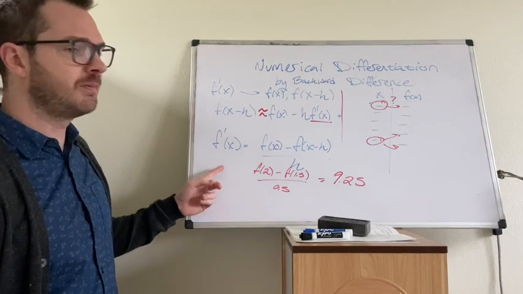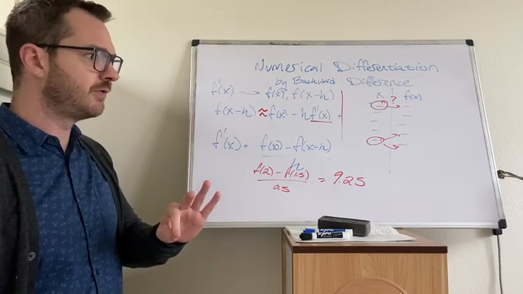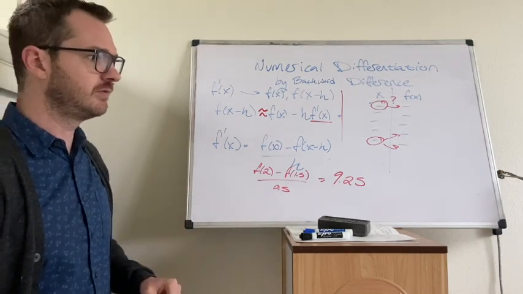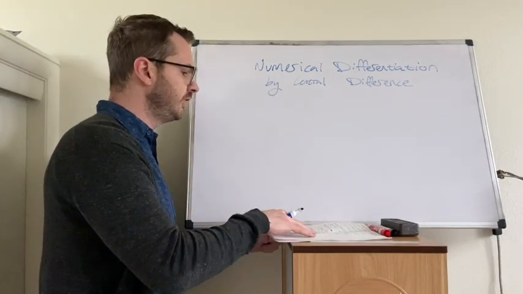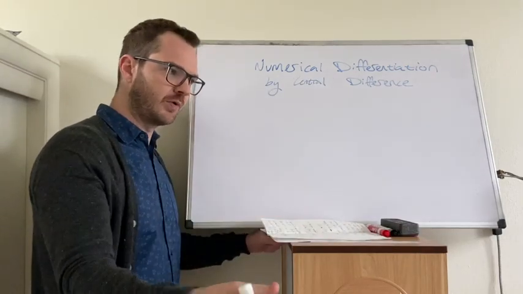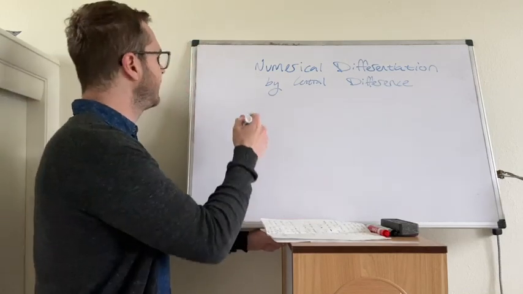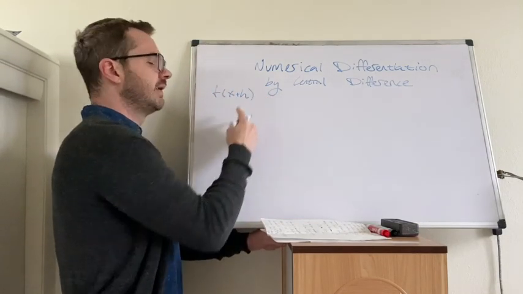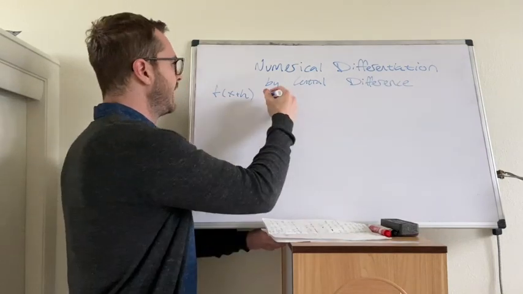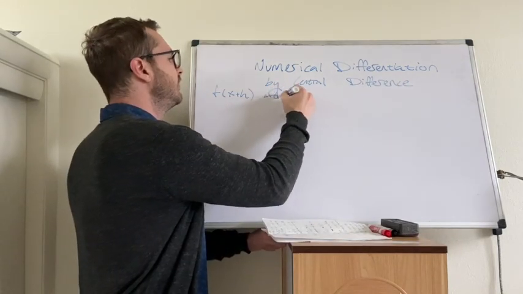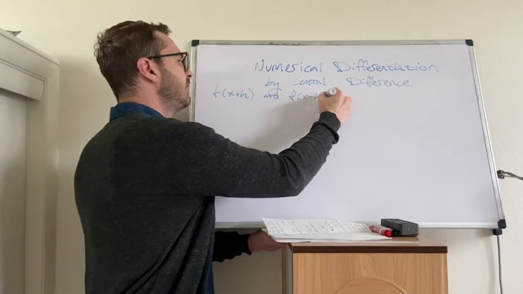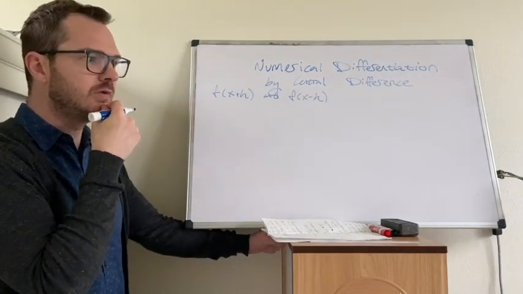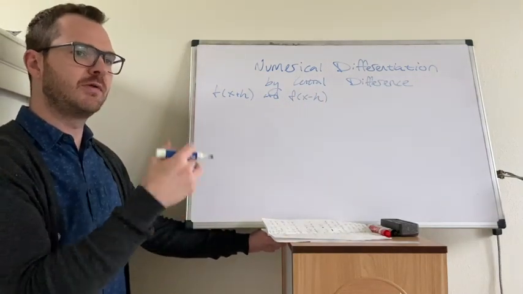So we've done forward and backward difference. Let's move on to the third method for the day, central difference. This time, we're not going to use f of x and the one behind it. This time, we're going to use f of x plus h, the point in front, and we're going to use f of x minus h. So we're going to use the point in front and the point behind it.